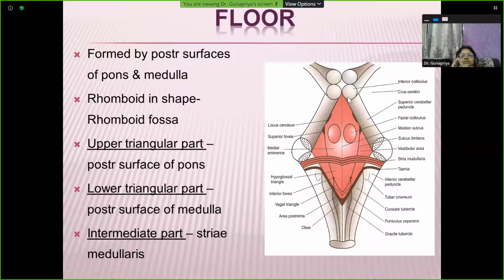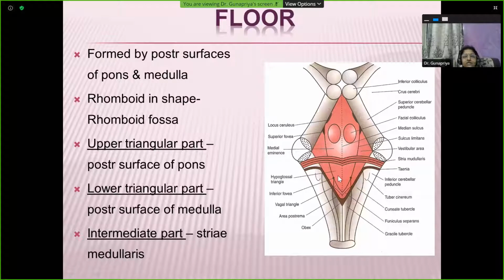That's what I told you. It is rhomboid in shape or lozenge. Cough lozenges are supposed to be rhomboid or diamond shape. That's why they're known as lozenges. So this is also lozenge shape or rhomboid in shape, hence the other term for the floor of the fourth ventricle is also rhomboid fossa.